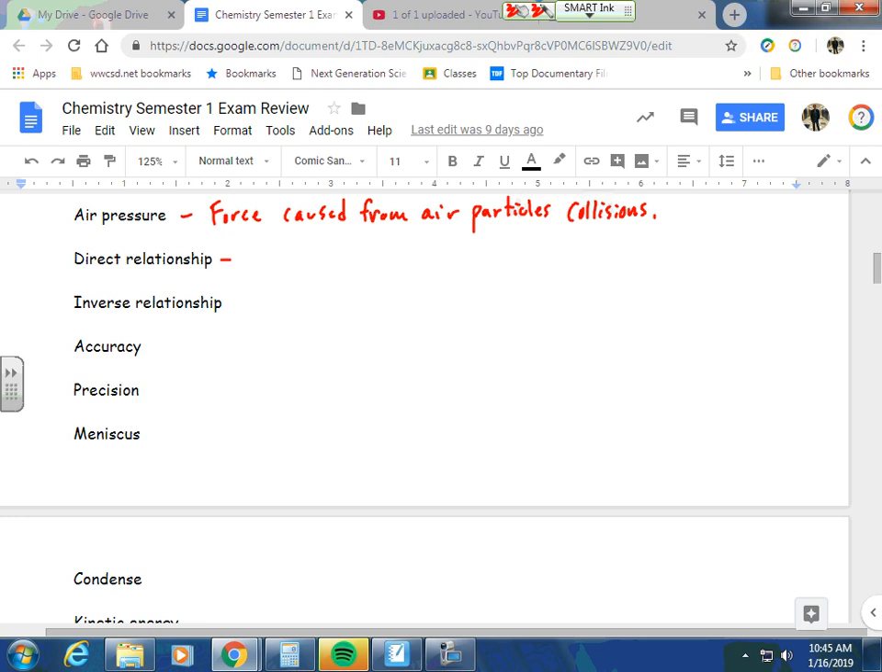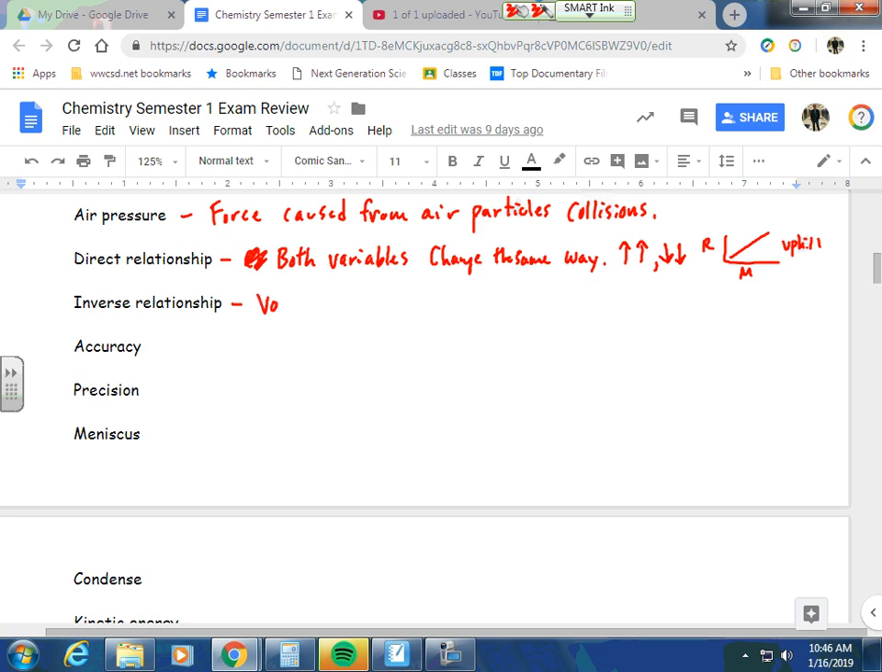Direct relationship means both variables that you're looking at in a relationship, like on a graph, you have a manipulated variable and a responding variable. Both variables change the same way, okay? So one variable goes up, so does the other. Or one variable decreases, so does the other. So what happens is on a graph where we go left to right, where we have our manipulated variable and our responding variable, it's always going to go uphill, okay?